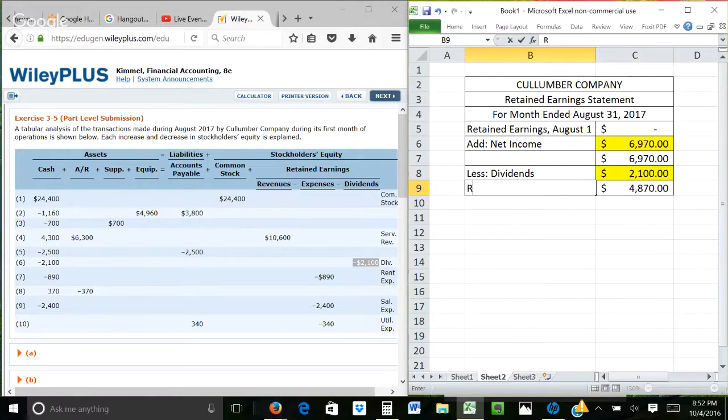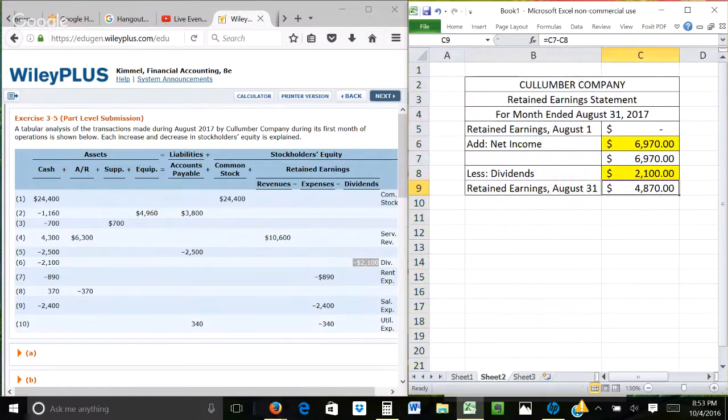And that will give us our retained earnings for August 31st. And I had that cell C9 equation set up again. So that gave us $4,870 for the retained earnings.